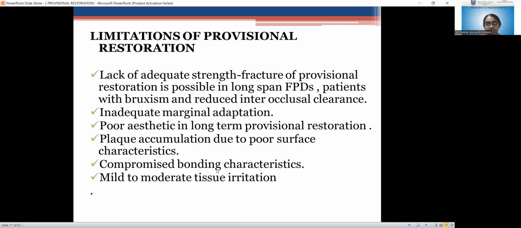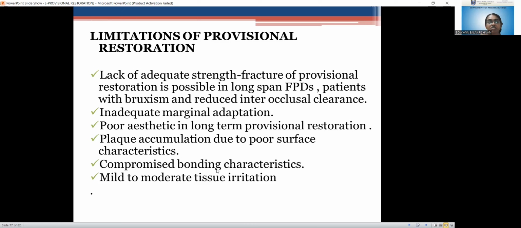So that is the direct technique. We are using a combination of direct as well as indirect technique. That is why we call it a direct-indirect technique. This type of technique is mainly used when you plan for preparation of multiple abutments in a patient. If you are planning a full mouth rehabilitation, we have to prepare all the teeth. In such cases, you can use this technique as a method for fabricating the provisional restorations.